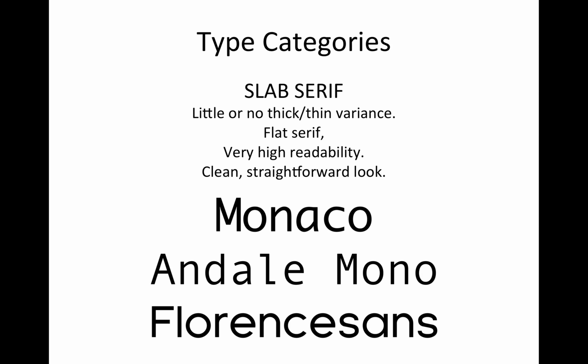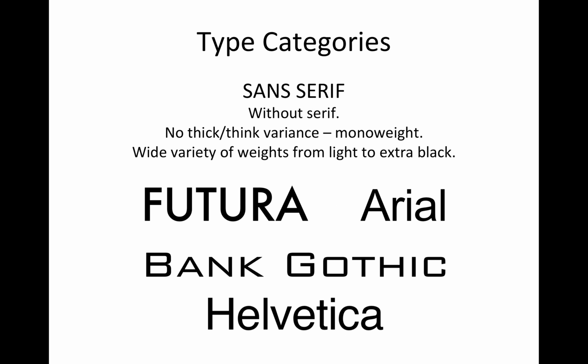The slab serif fonts have little or no thick to thin variance. They use a flat serif. They're very easy to read and create a clean and straightforward look. Sans serif fonts have no variation between thick and thin, making them mono-weight, and have a wide variety of weights from light to extra black.